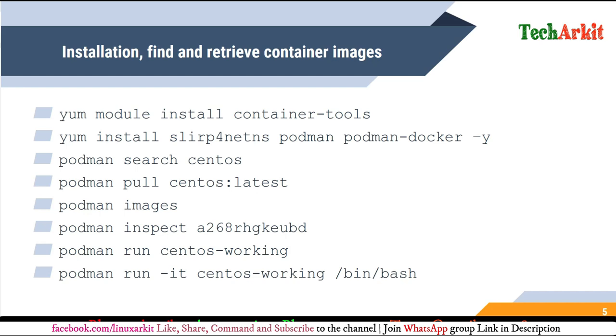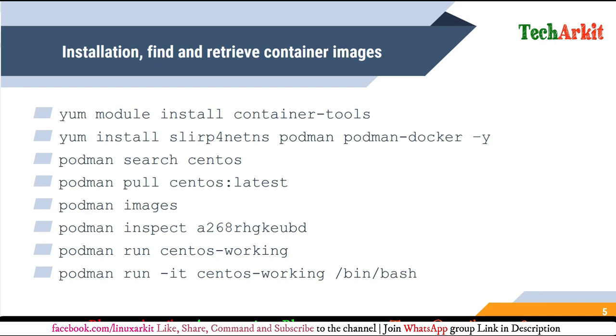Here I just put CentOS as an example. You may put CentOS, Ubuntu, RHEL, whatever you want, and you can see the pulled images using Podman images. And Podman inspect with the image name or ID: once you download the image it gets an ID number, so you can inspect that particular image. Inspect will provide all the detailed information, such as what packages are installed on that image and where it came from. Before running it, if you inspect it, you will get the full details on that image.